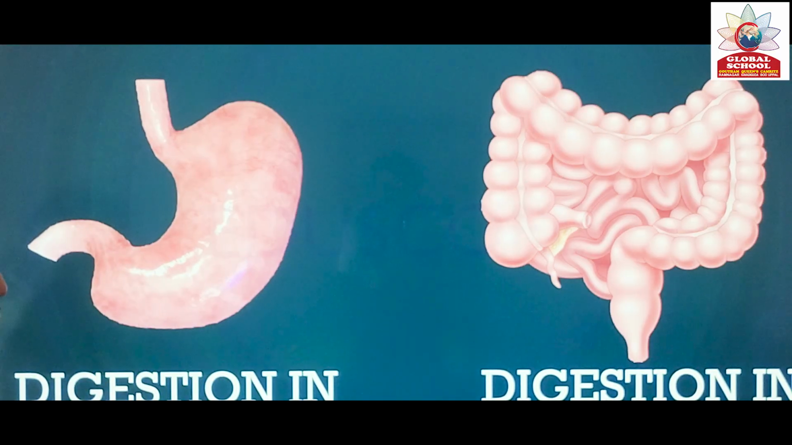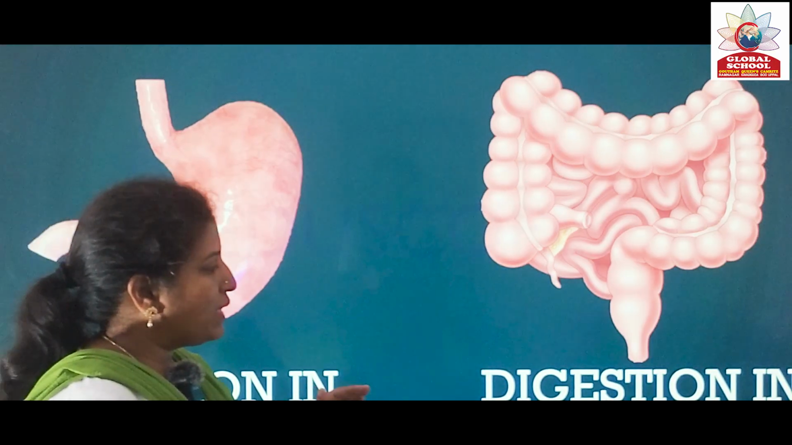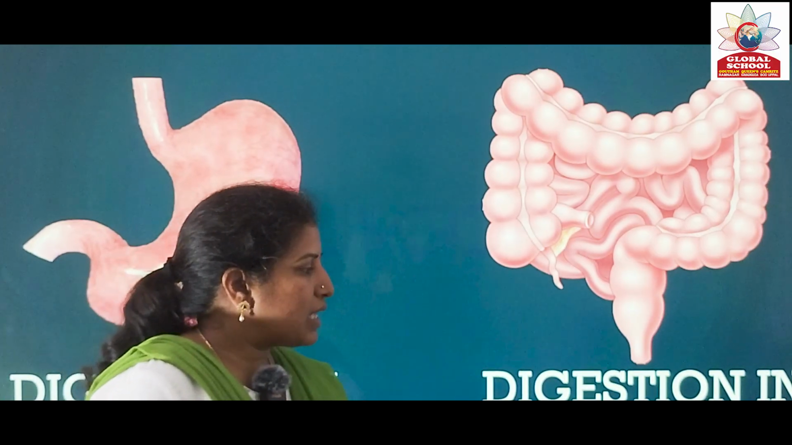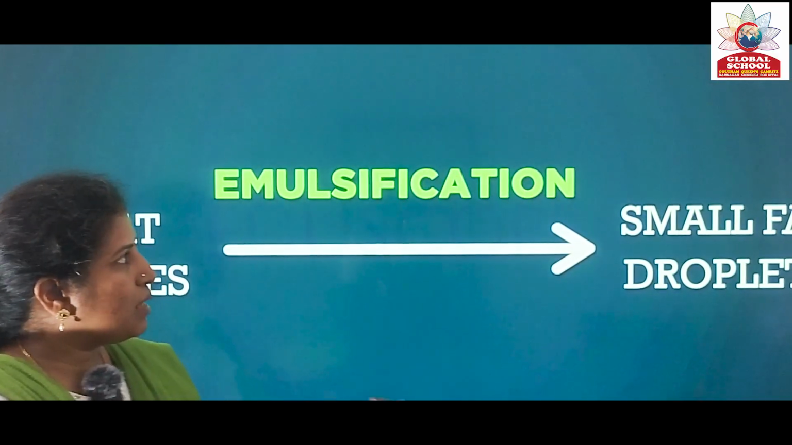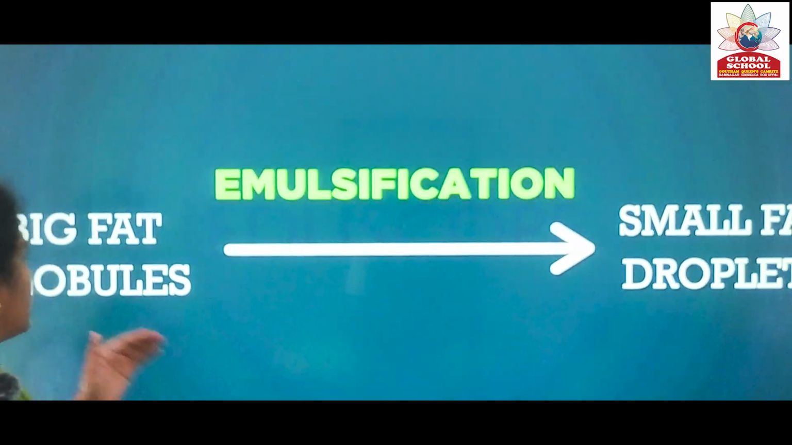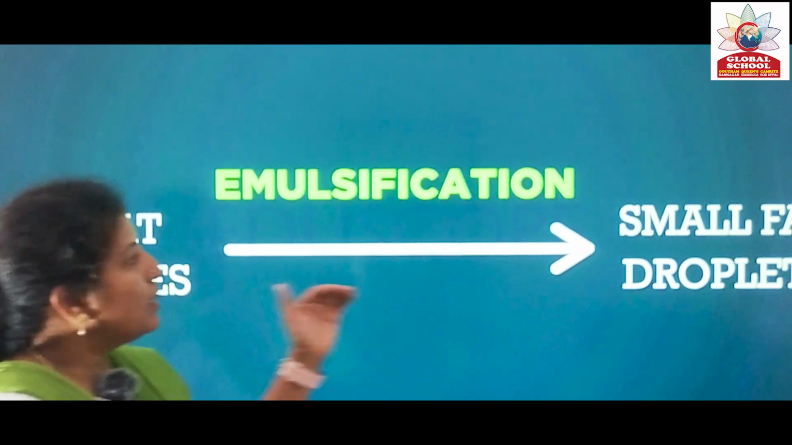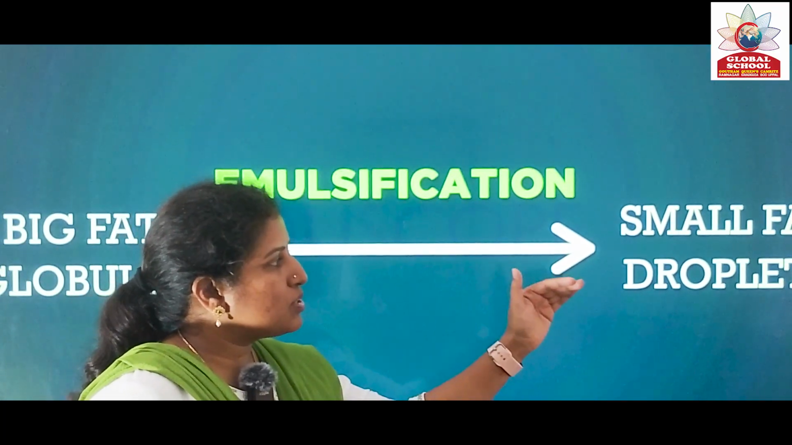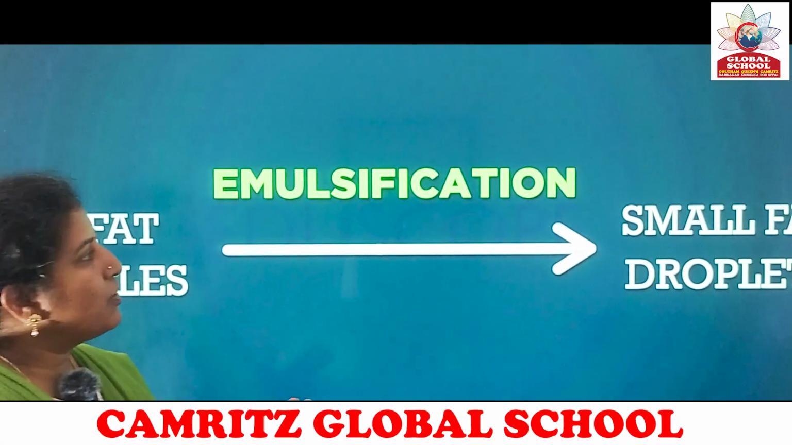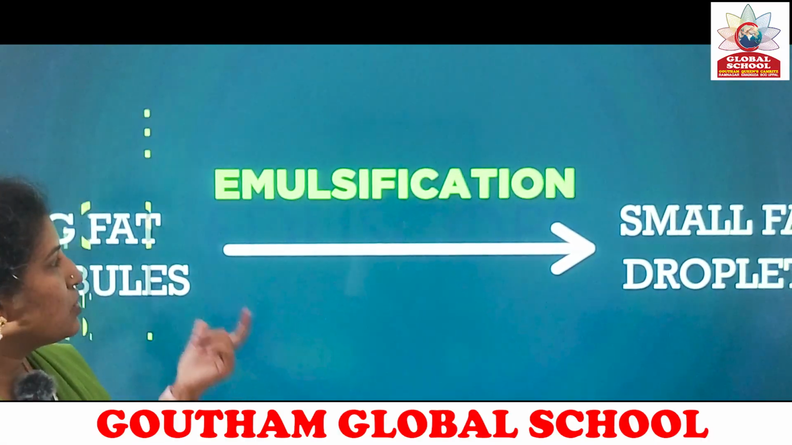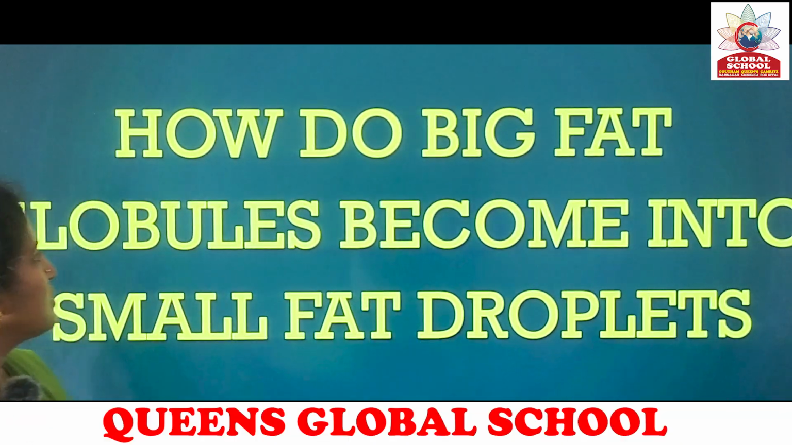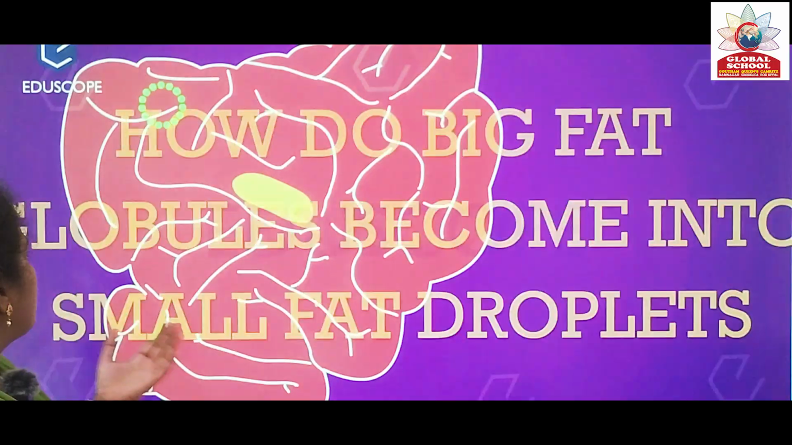So the digestion in the stomach is in an acidic medium, and digestion in the small intestine is maintained in an alkaline medium. The pancreatic amylase which is present will help in the complete digestion of carbohydrates, and big fat globules should be emulsified, meaning broken down into small fat droplets which can be further broken down by the enzyme lipase. So the process is called emulsification. The breakdown of big fats into small fats is called the emulsification process.